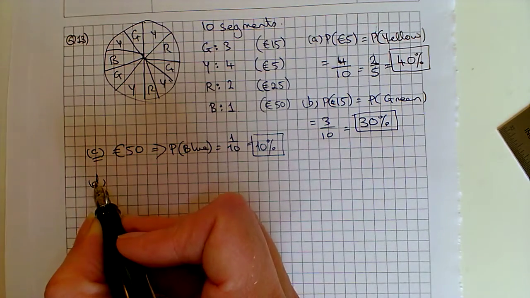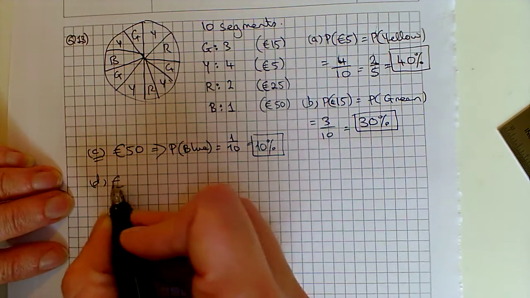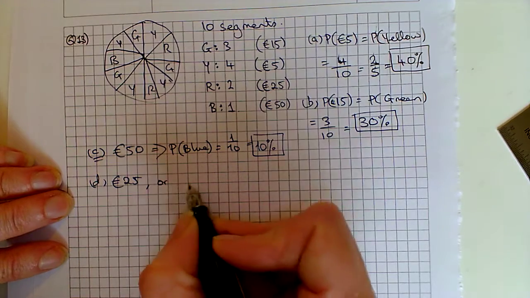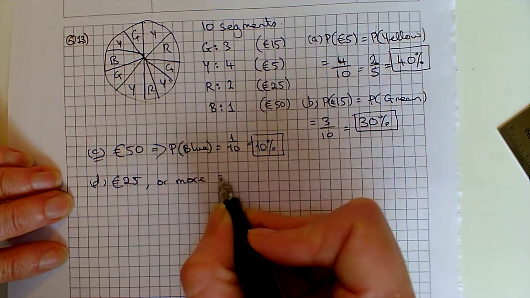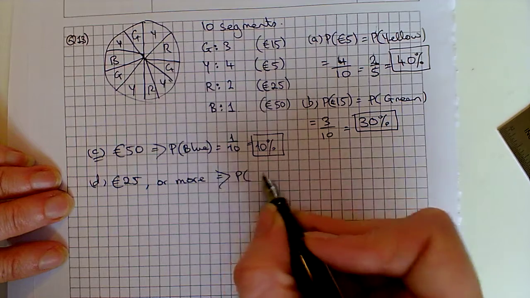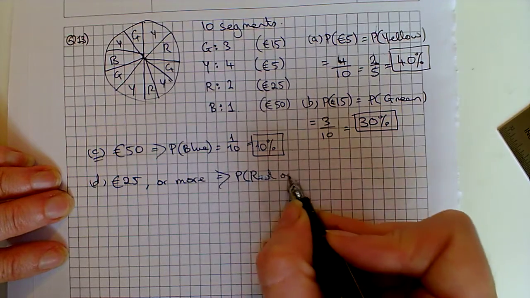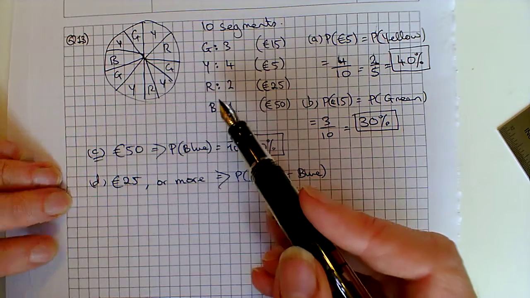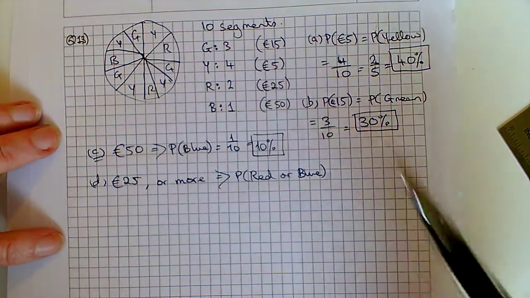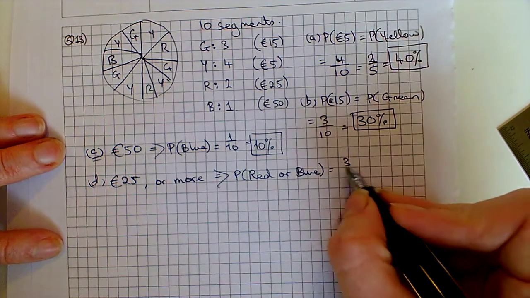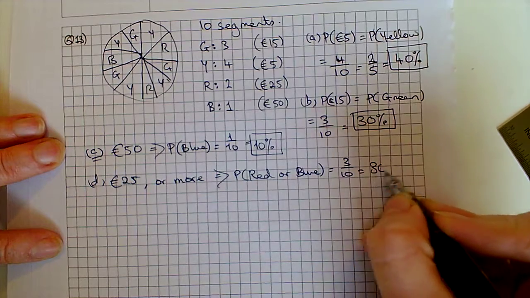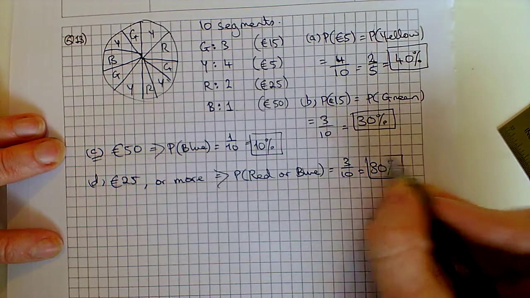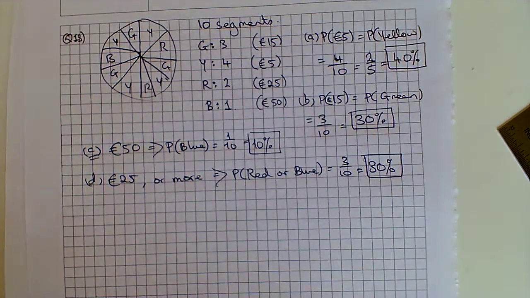And the last one was a little bit more complicated: the probability of €25 or more. So this is the probability that we land on red or blue. There are 2 red sectors and 1 blue sector, so that is 3 out of 10, or a 30% chance. So depending on how much you have to pay to play this game, it seems like there's pretty good odds of winning good money.